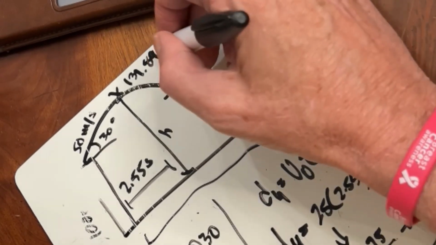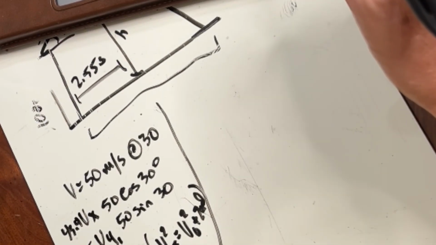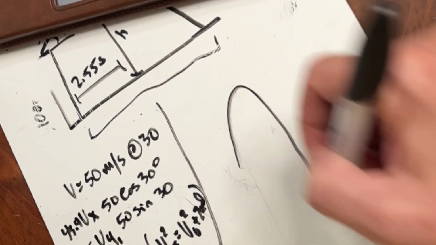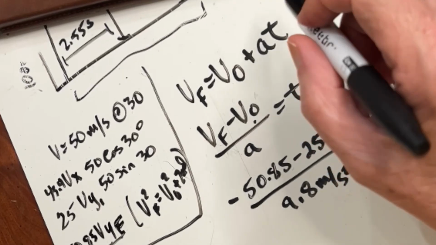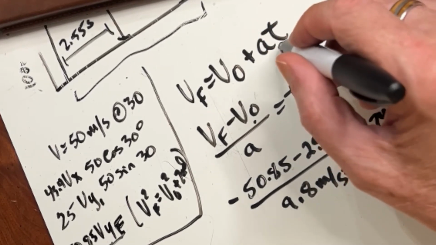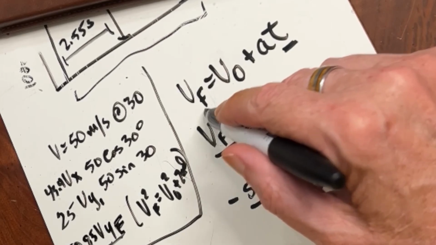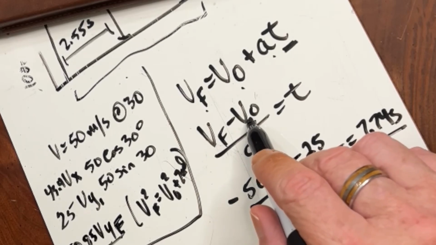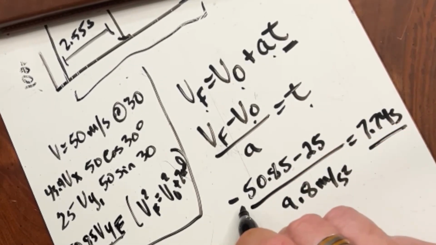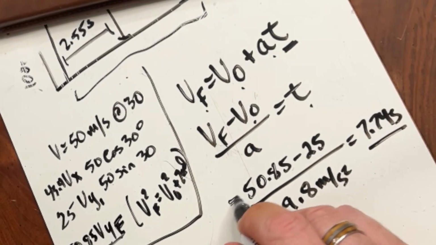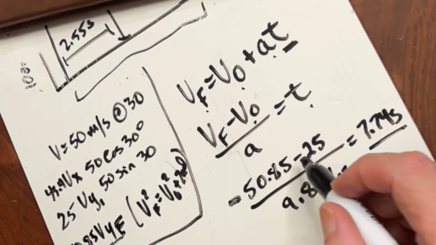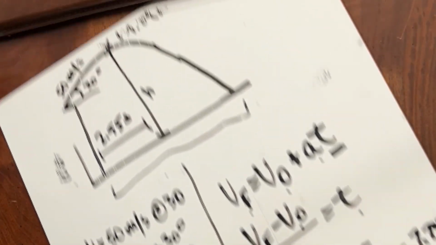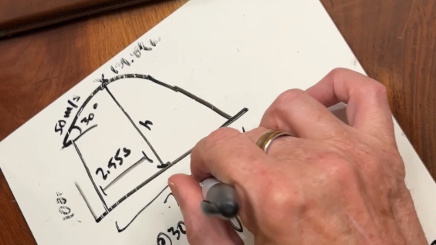So that's 131.89 meters. Okay, so how long is the total time of flight? Well, the total time of flight is going to be however long it takes to go up and then come all the way down. To figure out what the time is, we need to solve for t from this equation: V final equals V initial plus acceleration times time. So V final minus V initial over acceleration equals time. Now the final velocity, since we're going down, is going to be negative 50.85, minus 25, divided by negative 9.8, is going to equal 7.74 seconds. So our total time of flight is 7.74 seconds.